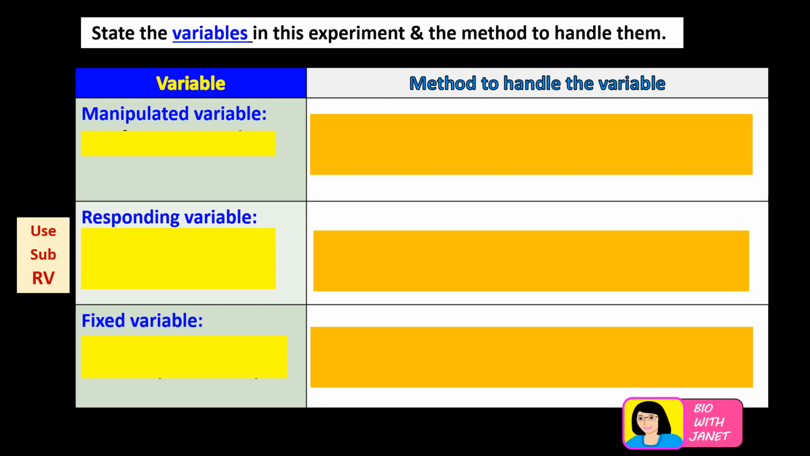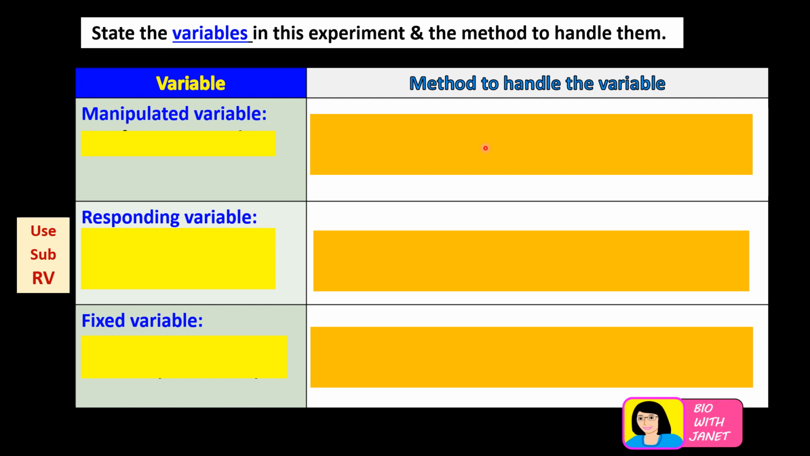Now, lastly, you can also be asked to state the variables in the experiment and the methods used to handle them. Okay? Sometimes it's not in the form of a table, it's just in the form of a question. But here I put in the form of a table, so it's easy for you to see how to answer it. Okay? So any of the variables can be asked. Manipulated variable, responding variable, or fixed variable. Okay? And you may be asked the method to handle them.